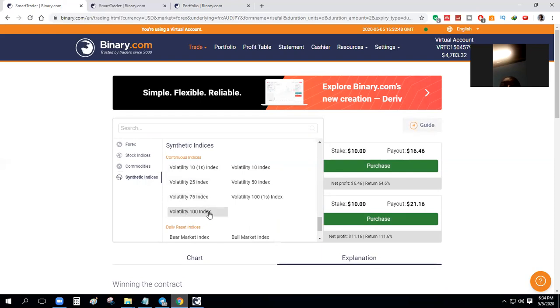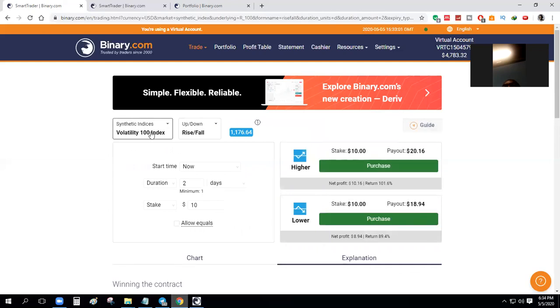We are trading volatility 100 index, 75 index, 25 index, 50 index, and 10 index. Okay? So let me assume I'm trading on 100 index. That's the one I choose. Now you can see I'm using synthetic indices, volatility 100 index.